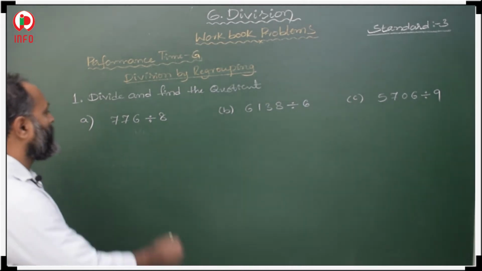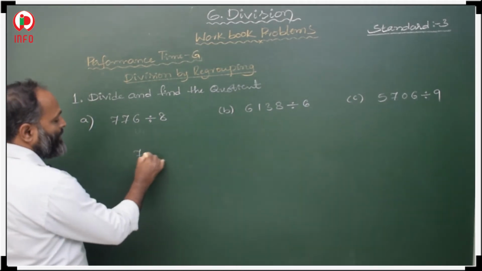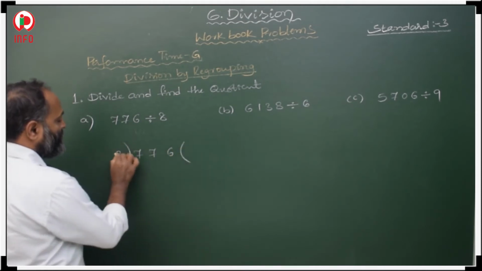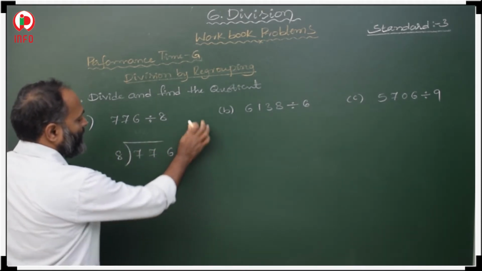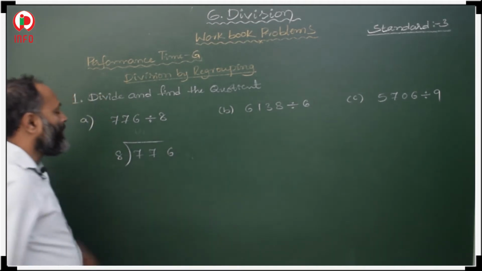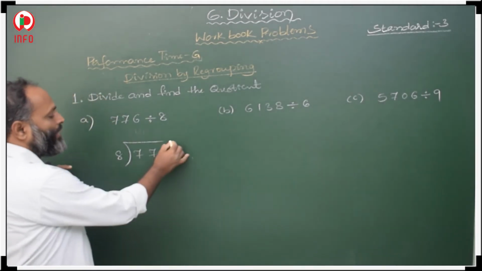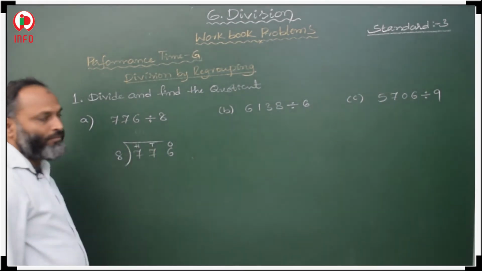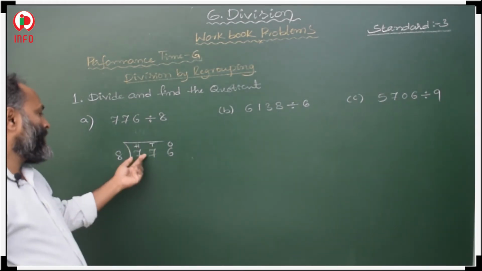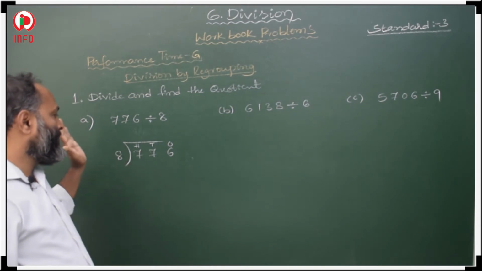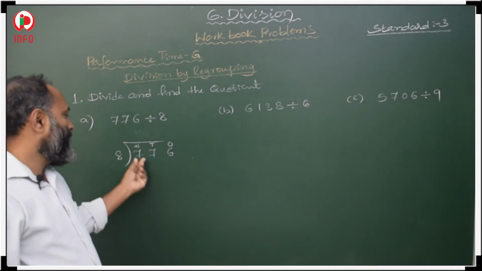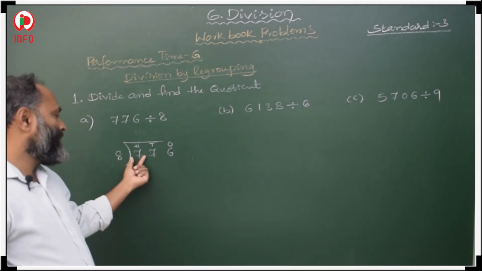Okay. Now, 776 we have to divide by 8. How to divide? See here. This is our ones place, this is our tens place, this is hundreds place. So, check your hundreds place. We are going to divide from left to right, that is hundreds place to ones place. Here hundreds place is 7.